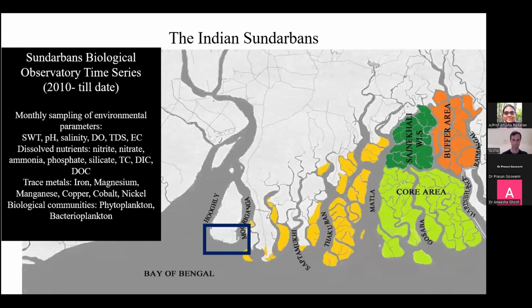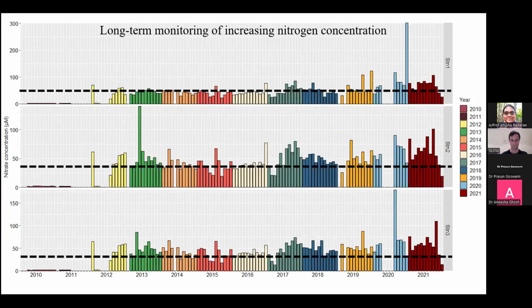So what we have here is regular monitoring, which can only be done by permission from the highest central authorities in the country. But we do have permits to go down every month, and we monitor these ecosystems for changes by looking at a lot of proxies. So we do environmental parameters, we look at metals, we look at how nutrient gradients are changing. And for the last decade or so, what we've seen is that nitrogen is steadily increasing in this ecosystem to values that are extremely unnatural and dangerous.